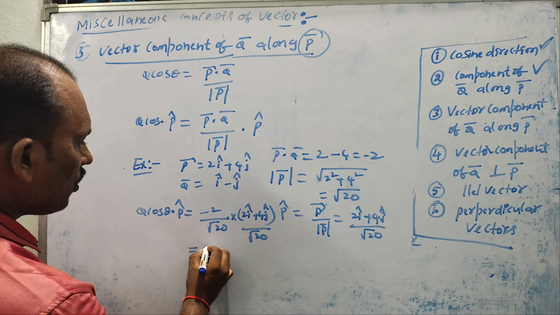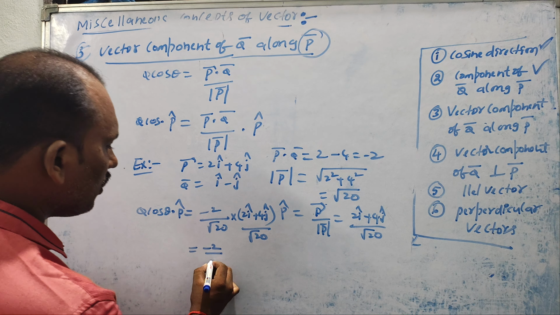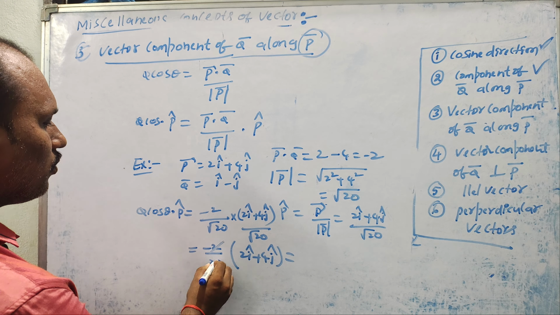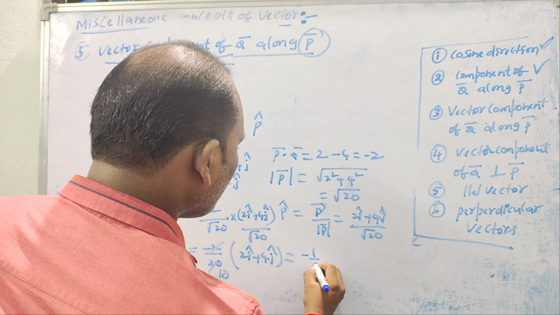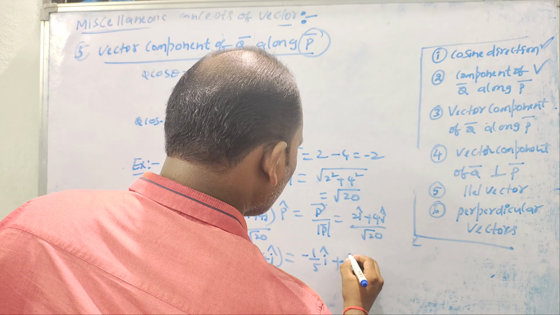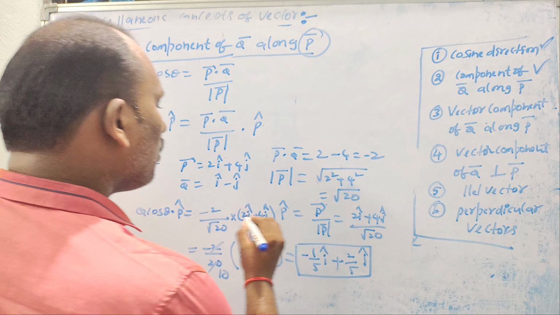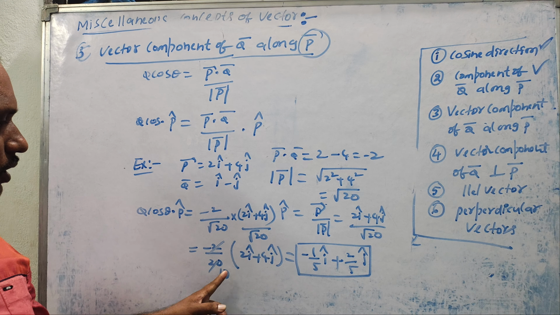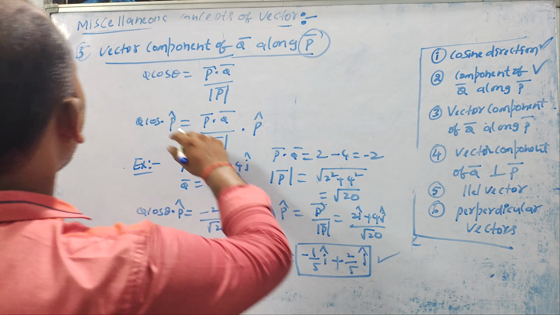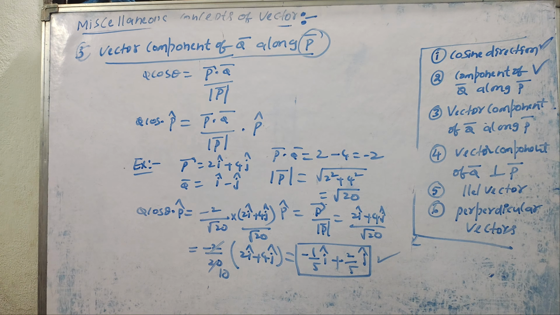So what is the answer now guys? Minus 2 by root 20 times root 20, the whole square root cancels, so minus 2 by 20 into 2i cap plus 4j cap. So minus 1 by 5 i cap plus 4 by 10, and 4 by 10 is 2 by 5 j cap. I hope people are understanding. So this is the answer for the vector component of Q bar along P bar. This is one of the very important ones, I hope.